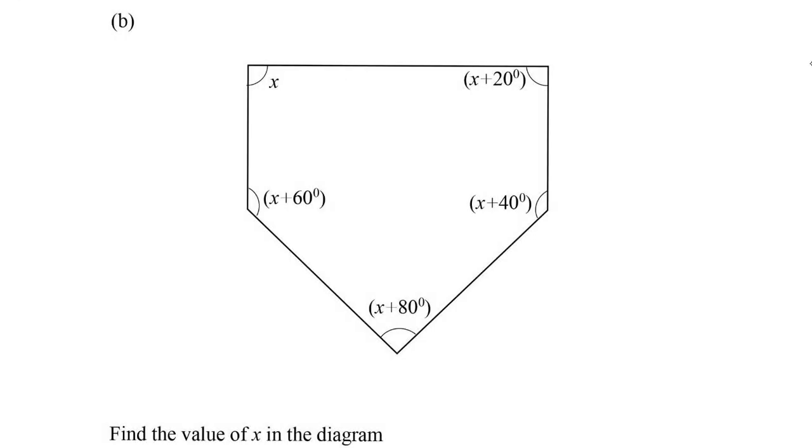Question 6b, we have a diagram here and the question says find the value of x. But the first question to ask yourself is, what type of shape is this? So this is actually, let's count the sides. 1, 2, 3, 4, and 5. This is actually a 5-sided plane shape, which is a pentagon, right? So this is a pentagon. So since it is a pentagon, we are asked to find x, right? So therefore n equals 5.